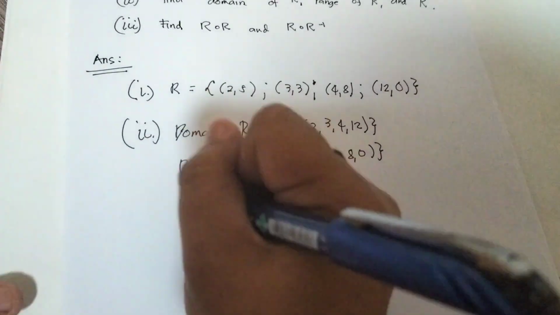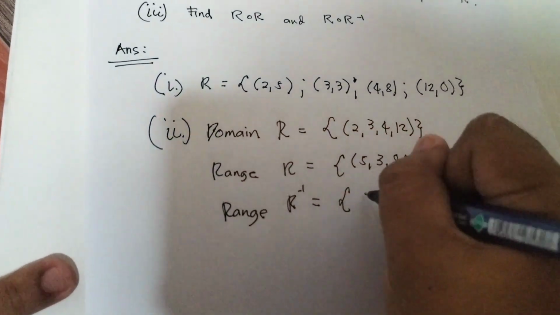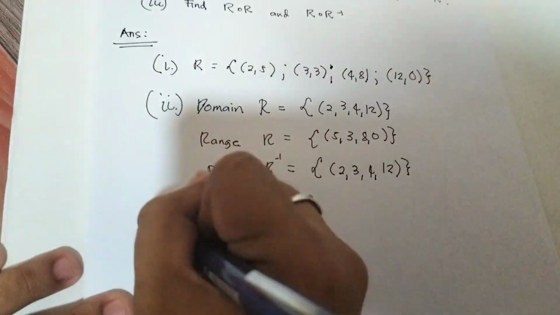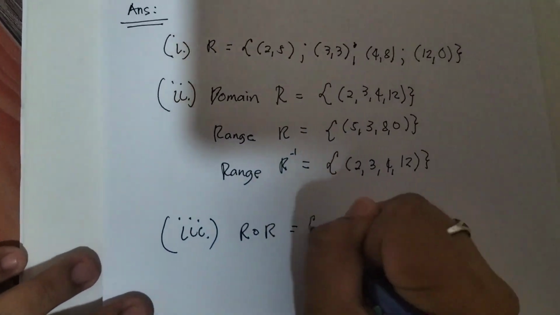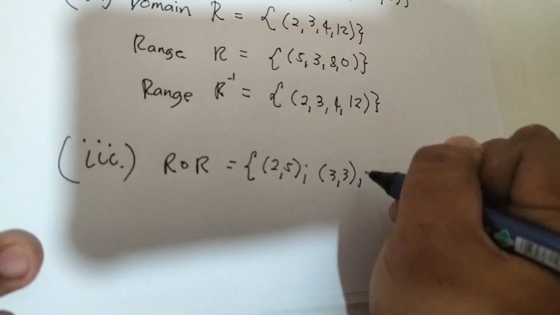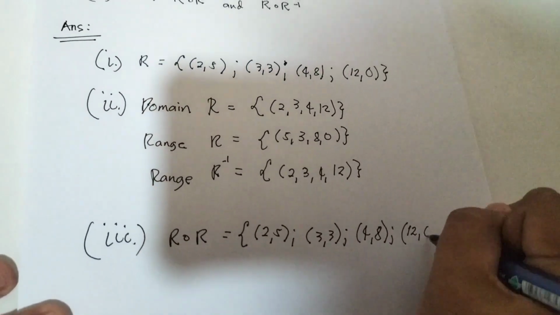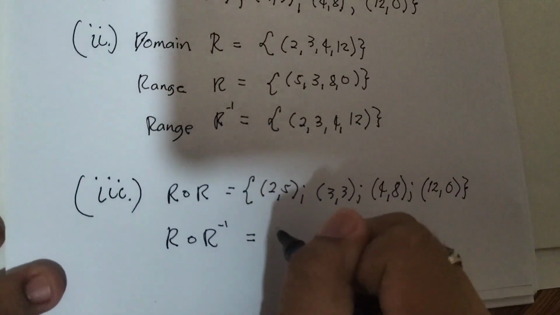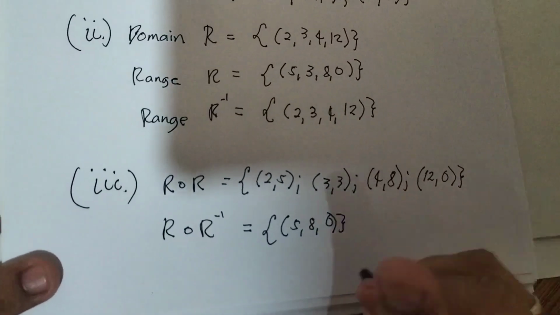While the range of the inverse of R, or R raised to negative 1, is equal to the set of 2, 3, 4, and 12. For the third one, the domain of R in relation to the range of R is equal to the set of (2, 5), (3, 3), (4, 8), (12, 0).